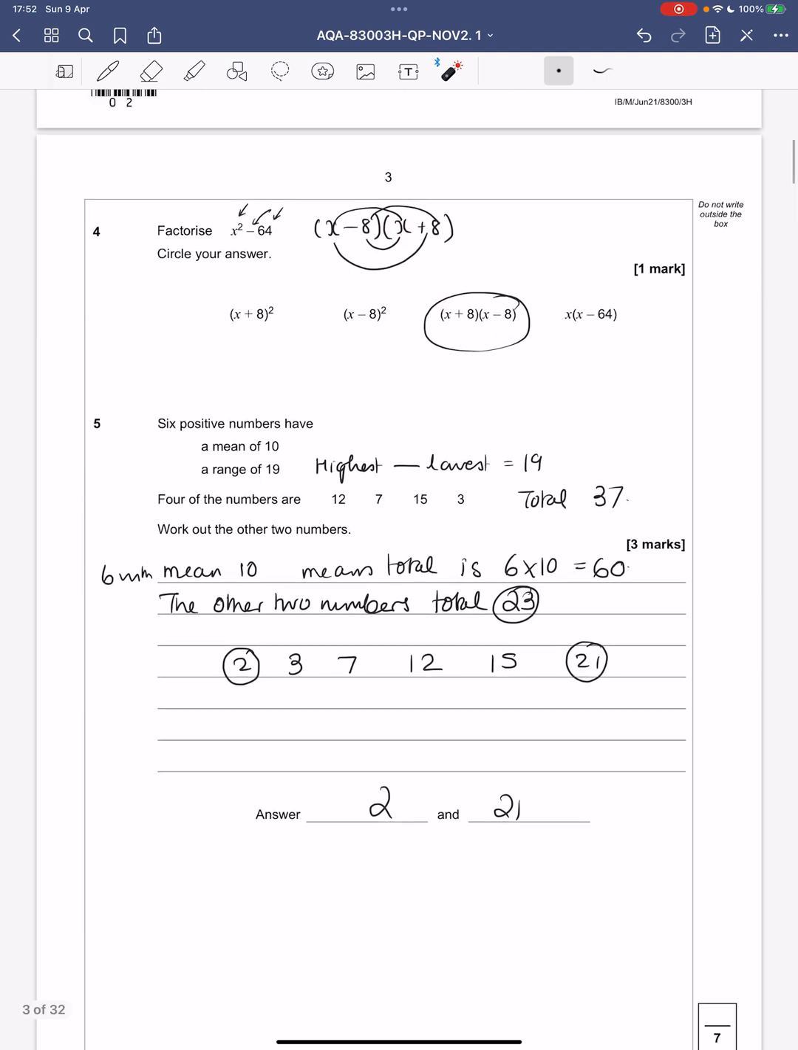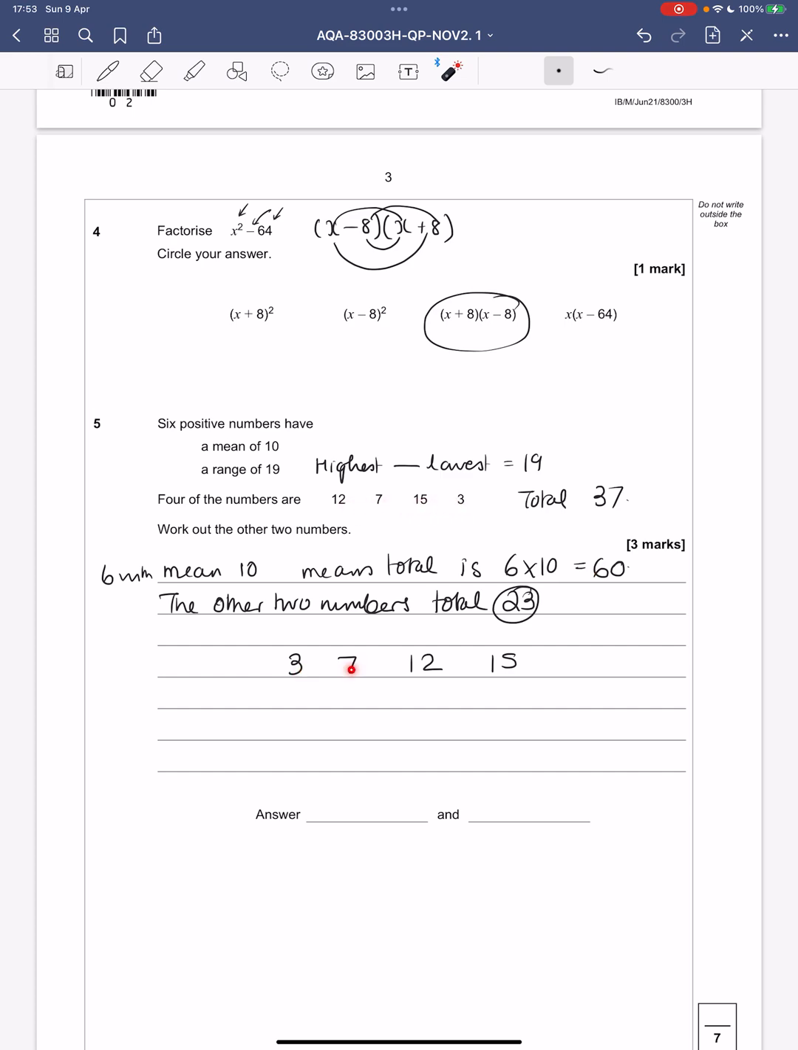Okay, number 5. 6 positive numbers have a mean of 10 and a range of 19. So mean of 10, 6 with a mean of 10 means the total is 6 times 10, which is 60. And then the range of 19 means that the highest minus the lowest is 19. Okay, so we know that the 6 with a mean 10 means we've got to add up to 60. And ours at the moment add up to 12 plus 7 is 19, 39, 44, 29, 34, 37. So the other two numbers have to total 23 because it was given a mean of 60.